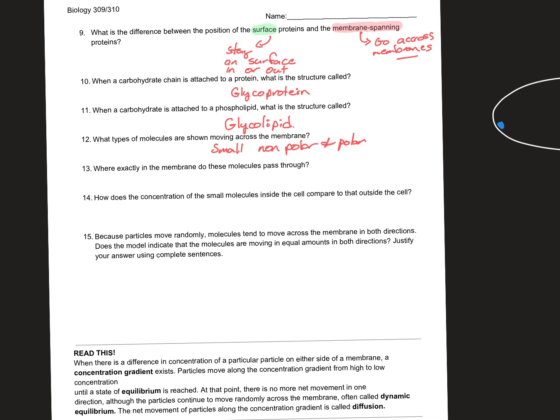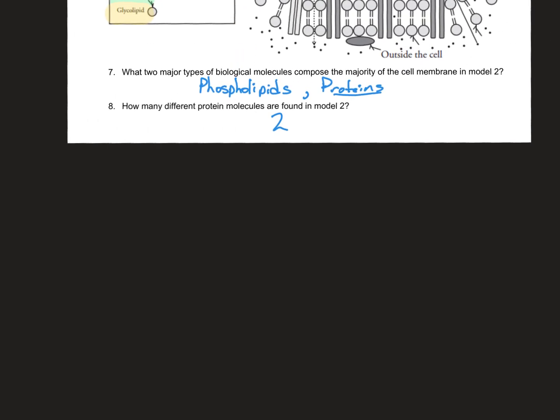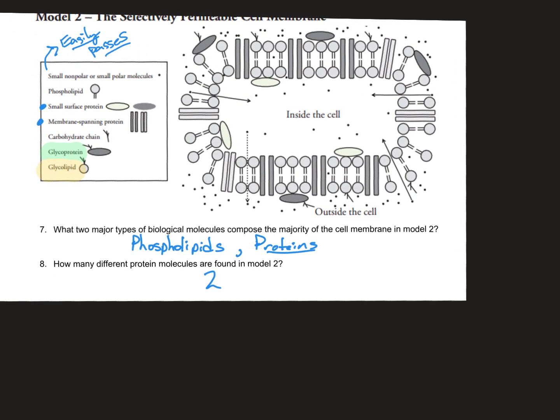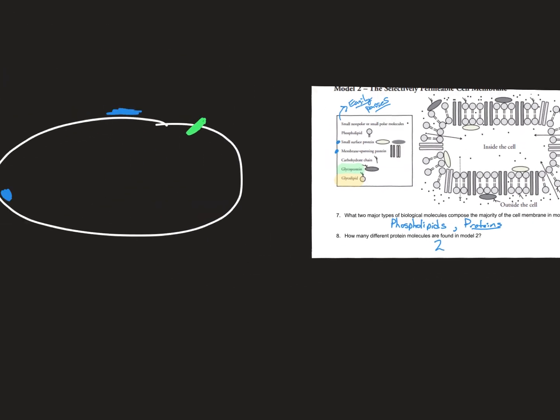Where exactly in the membrane do these molecules pass through? In between the phospholipids in the bilayer. So when you look at these, the small ones are moving right in between, you see? Yeah, this shows the example. Right in between, they're moving right in between them. Here, this is in between. Does that make sense? They're not using any help. There's no help necessary for these.